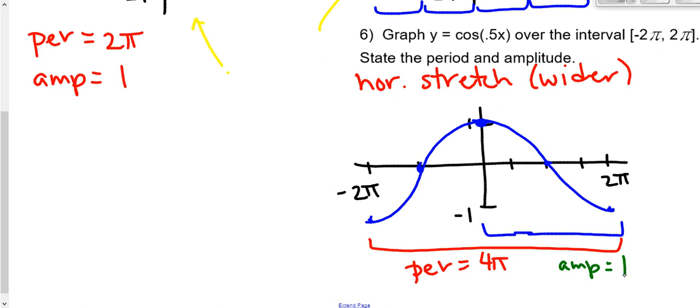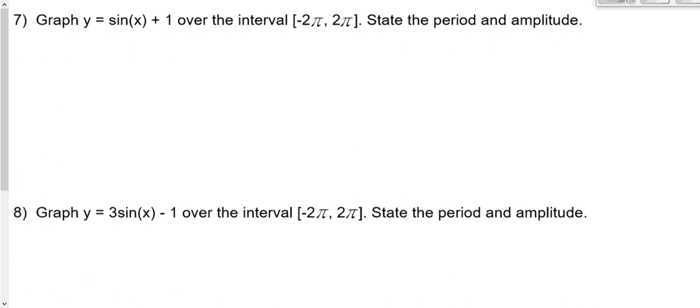Okay, let's keep going. We have 2 more to do. Number 7 involves a vertical shift, and then number 8 is going to combine a vertical shift with a stretch. So we're graphing y equals the sine of x plus 1. What does it do to every graph you've ever transformed if you add 1 to it? You add 1 to the outside, it moves the whole graph.